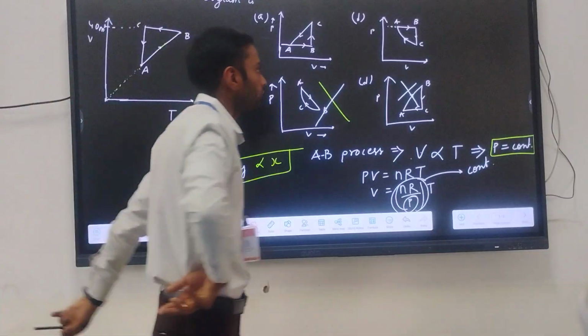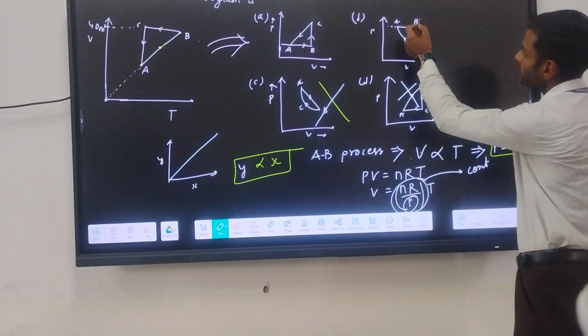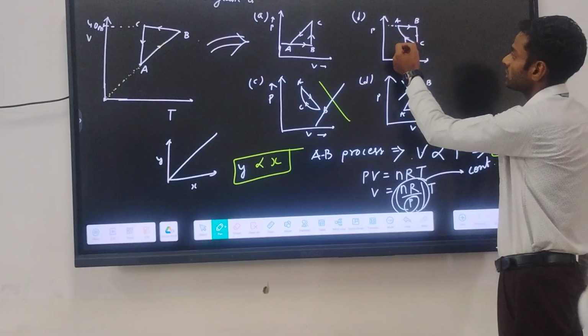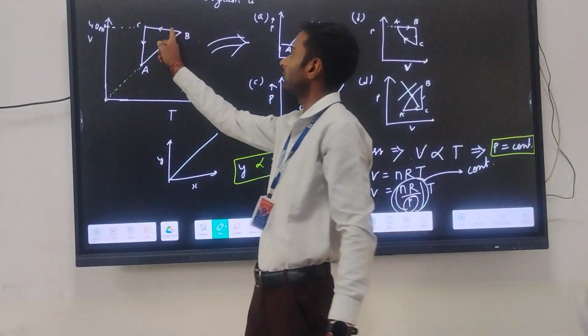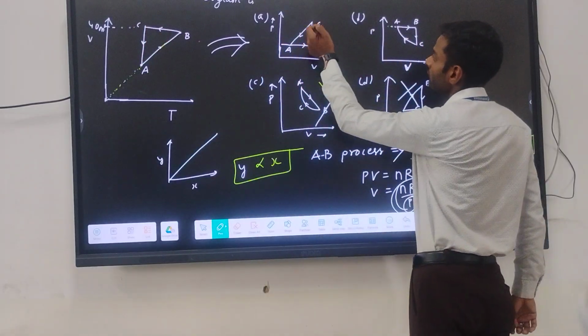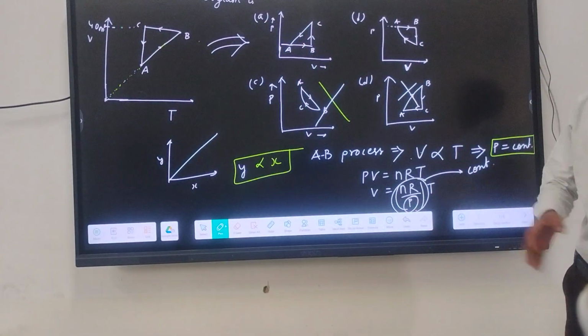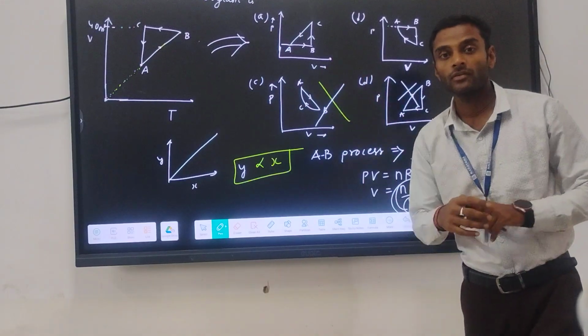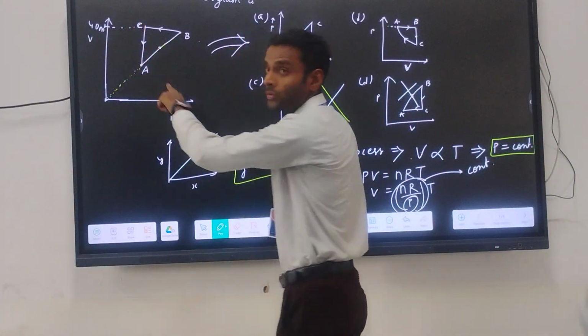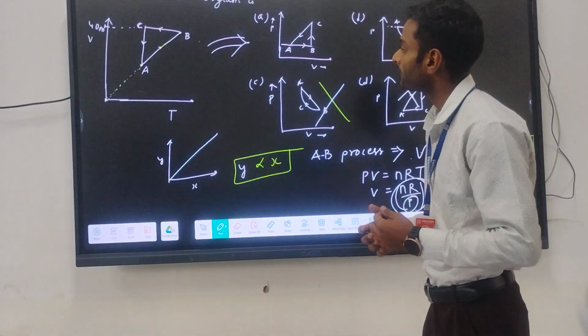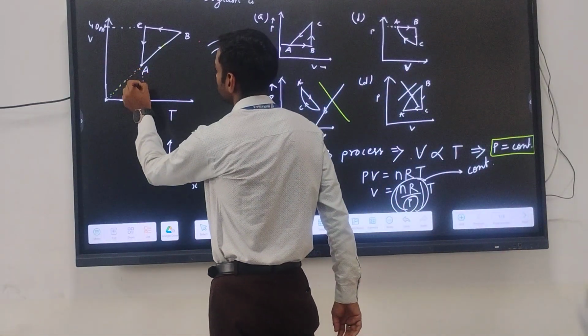So किसी का volume constant है B से C, the volume is constant. See volume here. B से C volume should be constant. और इधर भी B से C volume is constant. अभी टाई हो गया. So finally we should see the C to A process. In C to A, the temperature is constant.